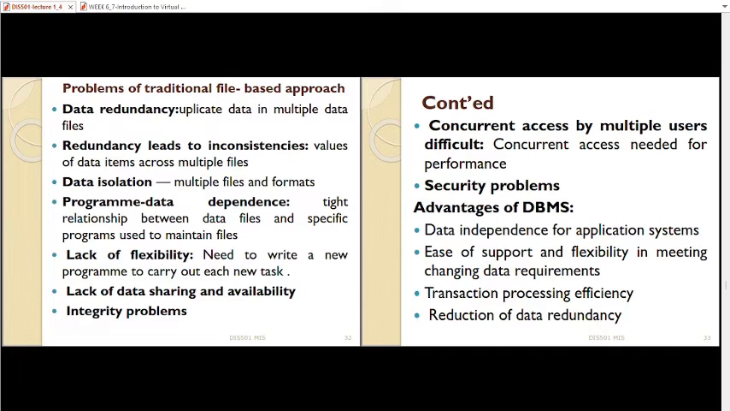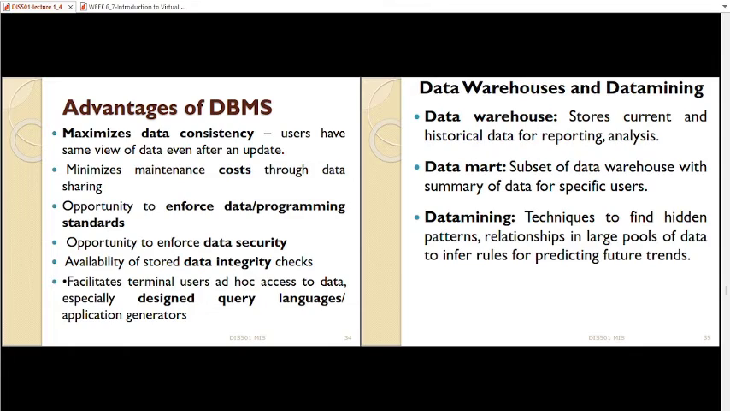We have ease of support and flexibility, meeting changing data requirements and so on. You can make changes and they can be reflected everywhere. We have transaction processing, also efficiency, because we are accessing from a single source. And then we have reduction of data redundancy, because that single item we are storing as a data item is the one that every other person in that organization is accessing. We don't have any other version of it anywhere. That is what we are accessing, hence there is no redundancy. So it also maximizes data consistency because of that aspect that I've explained.